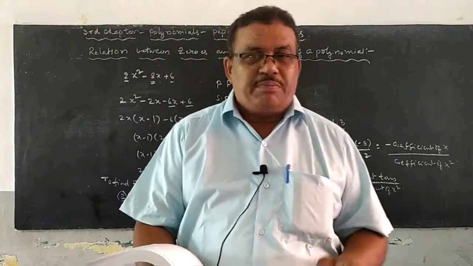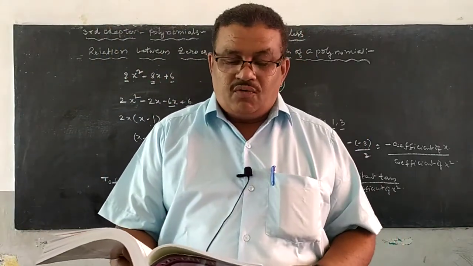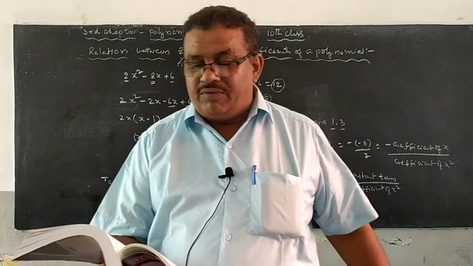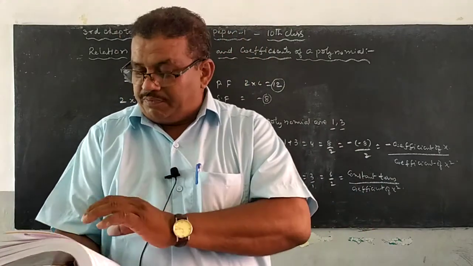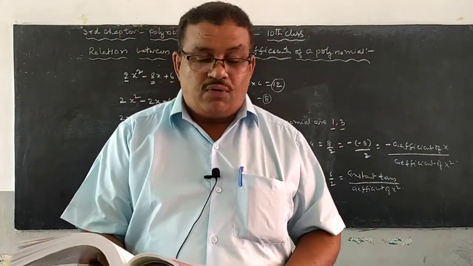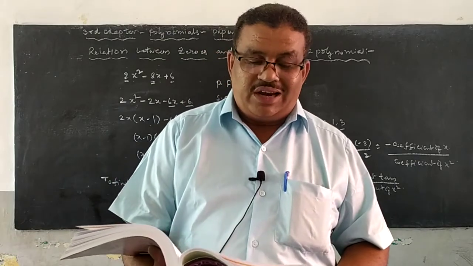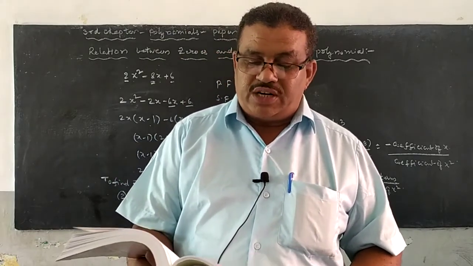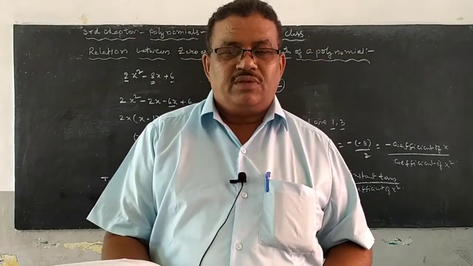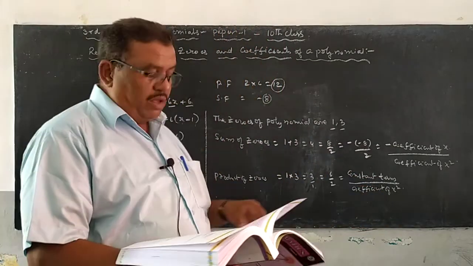4 problems are there on page number 62. Find the zeros of the quadratic polynomial given below. Find the sum and product of zeros and verify the relationship to the coefficients of the terms in the polynomial. Same process, you have to do the 4 problems.